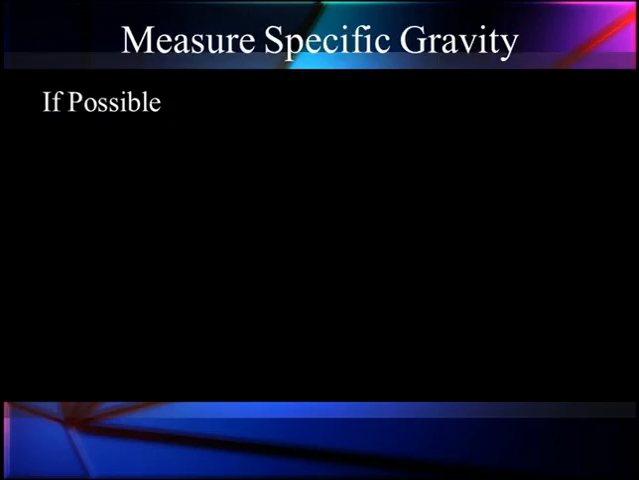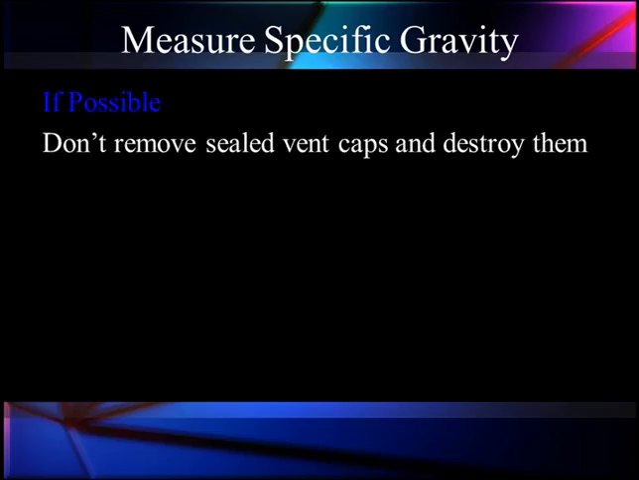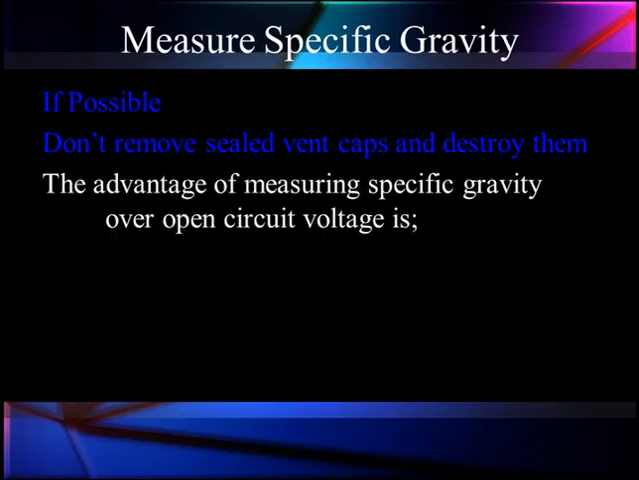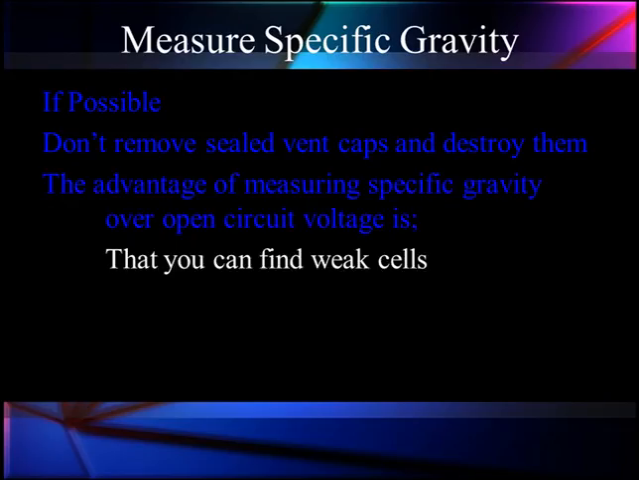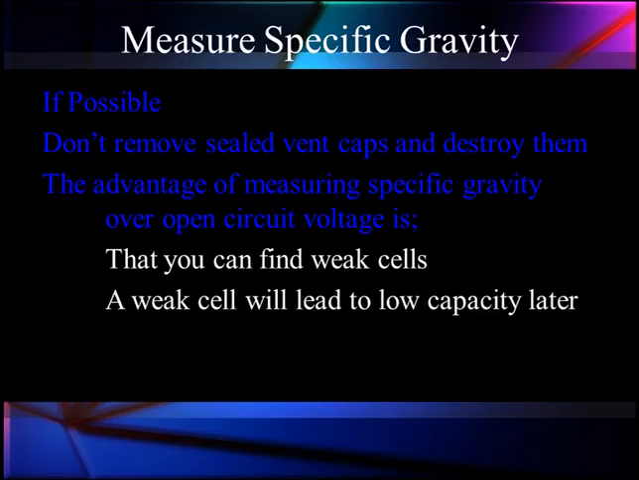Specific gravity. It's a great measurement if it's possible. Now, don't remove seal vents or destroy the battery or mess it up just to do the specific gravity. That's not what we recommend. But the advantage of measuring specific gravity over open circuit voltage is you can find weak cells because we're going to look at the acidity or specific gravity, however you want to say it, for each of the 6 cells in a 12-volt battery. Remember, one cell in a battery starts going bad, we're going to have a problem in the future. How bad? A weak cell will lead to lower capacity. If it's well off the norm, you've got a problem.